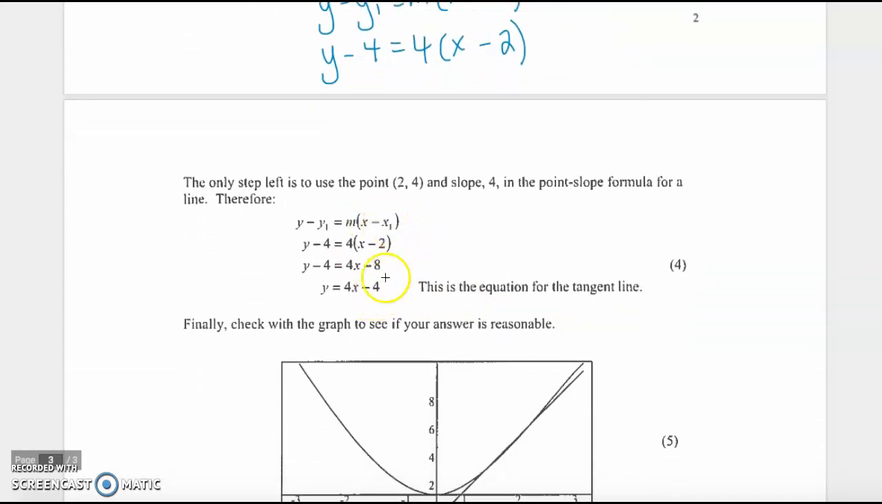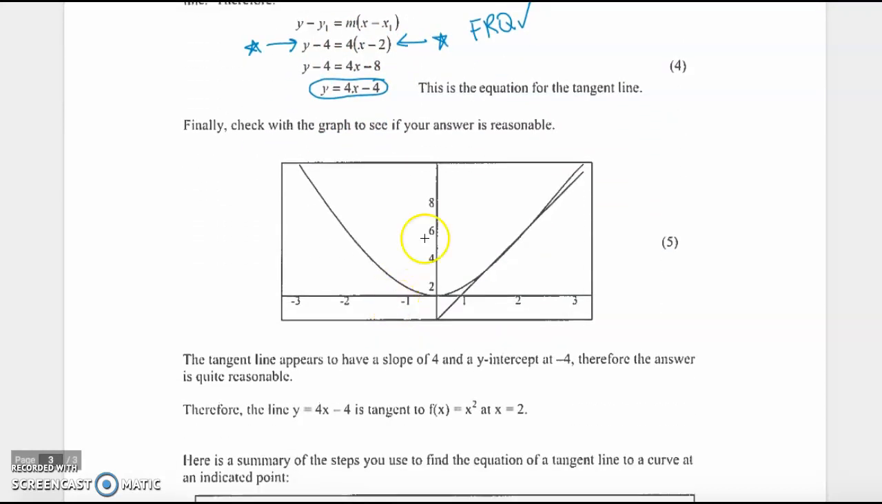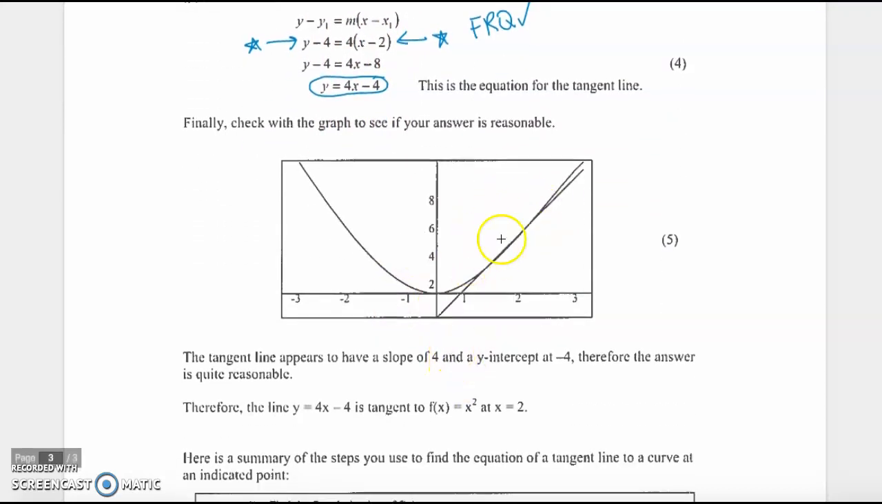You'll notice that in this process, they write the equation first and then they simplify it to slope-intercept form. In FRQs, you would never have to simplify it. We could leave it here, right? So this would be for an FRQ, that's perfectly acceptable. For a multiple choice question, this would be much more obvious. Okay, so you would have to be able to simplify it in a multiple choice question, but for FRQs, go ahead and leave it just in its point slope form. And then they say to check the graph to see if your answer is reasonable. You're never going to have a graph basically to look at.